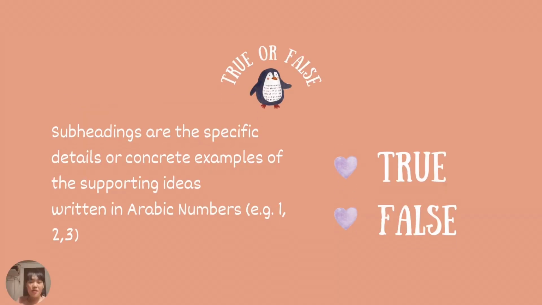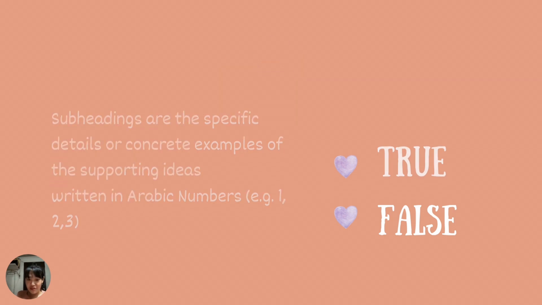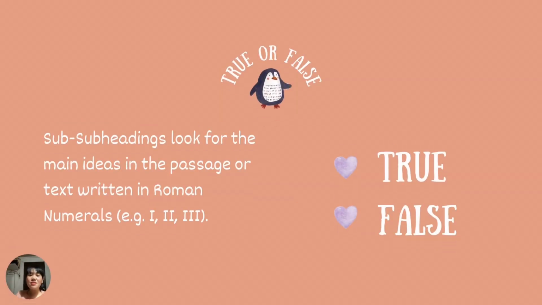Then another: subheadings are the specific details or concrete examples of the supporting ideas written in Arabic numbers. The answer is false because the subheadings are written in capital letters. Next, subheadings look for the main ideas in the passage or text written in Roman numerals. True or false? The answer here is false because subheadings are written in Arabic numbers.